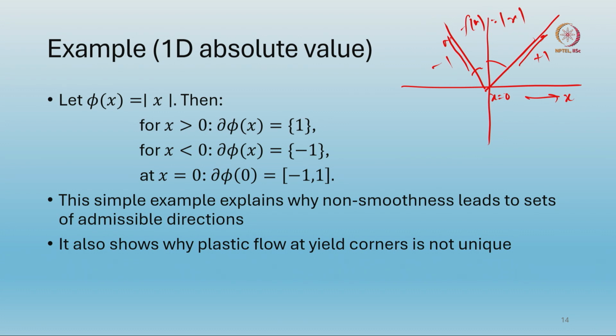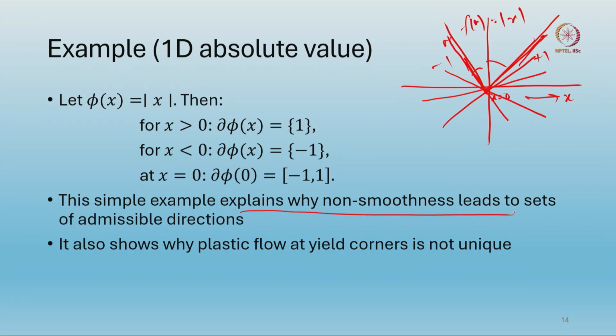But at x equal to 0, you have all the possible values from minus 1 to plus 1. Starting from minus 1 here, I can go anywhere. I can have this line, this line, this line, till I have this plus 1 line. So all the values from minus 1 to plus 1, including the two ends, will be the set of this G, which is the subdifferential for this f of x at x equal to 0.